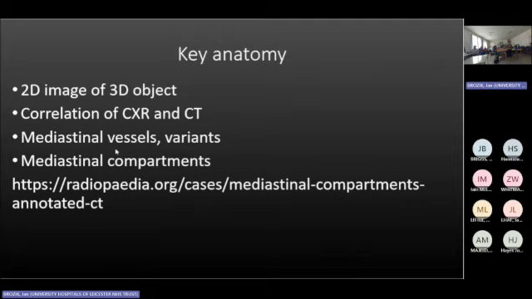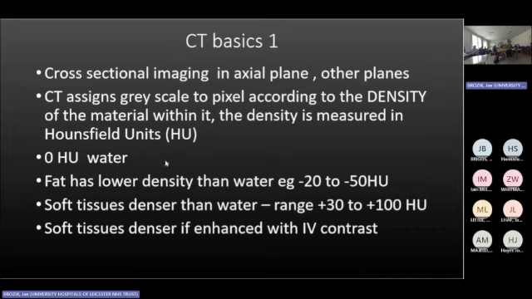Knowing the mediastinal anatomy and the anatomy of the vessels and the variants is very important. Sometimes you see a cannula in a very strange position, a central line going left to the heart. It's still okay because people can have a left-sided SVC. It's good to know mediastinal compartments, and this is a link for mediastinal compartments that can help you to understand what you are looking at on CT scan.